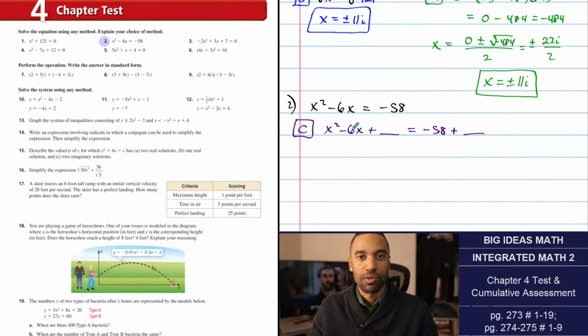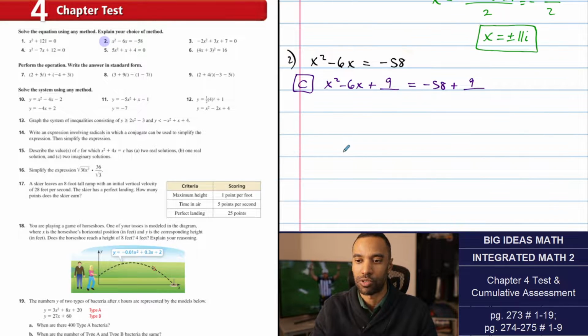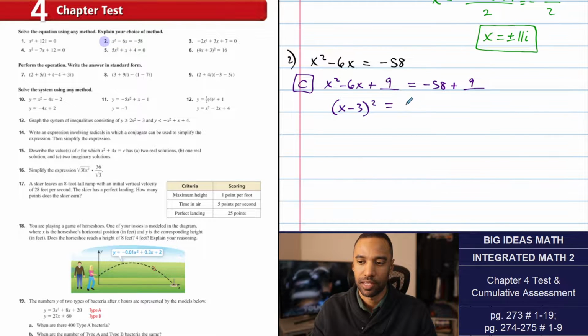Divide -6 by 2, you get -3. Square -3, you get +9. 9 is what's going to be added to both sides. And when I said it's not going to be close, I mean we're not getting any real solutions out. You can't solve by factoring if you don't have real solutions. This factors to x minus 3 quantity squared, and this is -49.